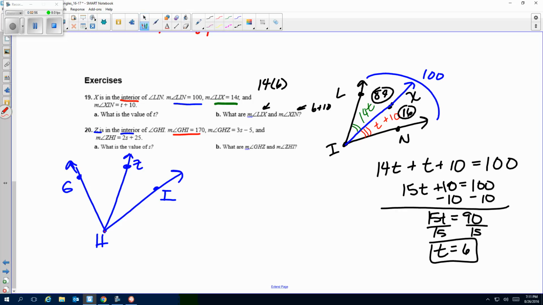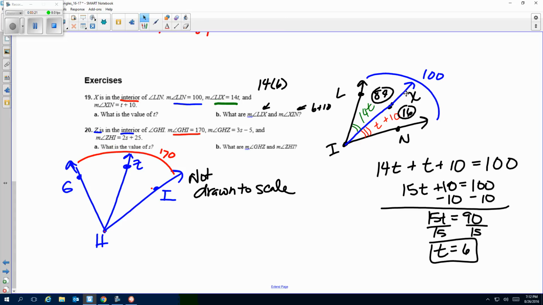And what I was talking about earlier was that GHI, G to H to I, is 170. This is what we call not drawn to scale. Because what type of angle is 170? Obtuse. And my drawing that I did was an acute angle. But it's okay. You can still work it out. You can still use that to get to your angle.